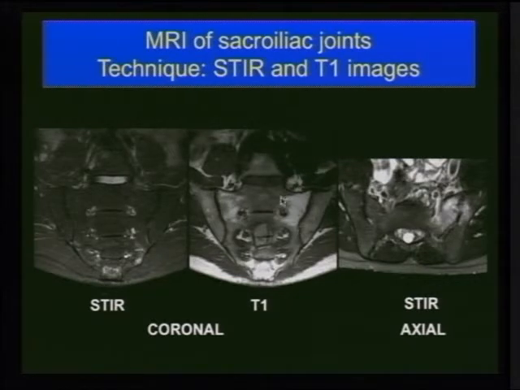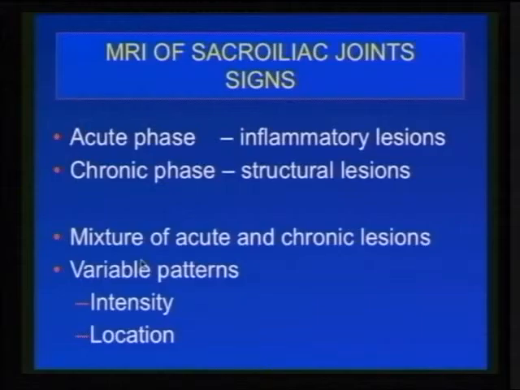This is the coronal T1, which is coronal oblique, what I meant, and this is the axial STIR images. So from this patient, we will just find if there is any abnormality. Just concentrate on this point. I will discuss it in another slide.